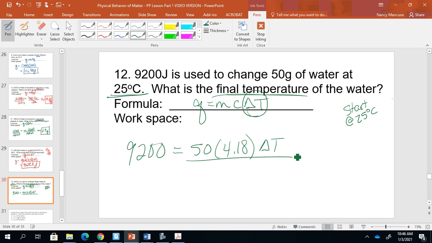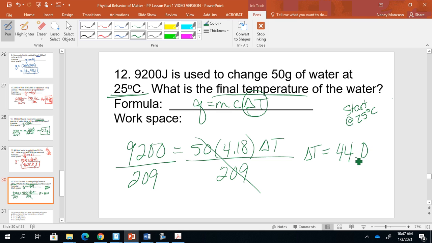First thing I'm going to do is punch in 50 times 4.18 equals 209. So I'm going to divide this side by 209, and I'm going to divide this side by 209. That cancels this out. So delta T is equal to 9,200 divided by 209 equals 44.0. So the temperature changed 44 degrees.